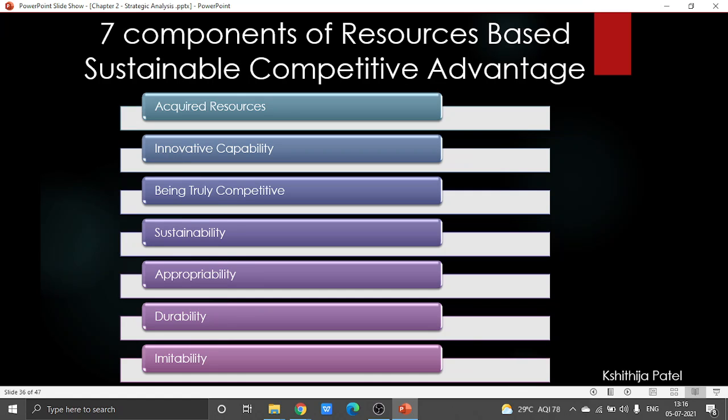One of the ways of seeing this resource or bringing in this competitive advantage is where the organization is actually competitive rather than acting in any kind of unethical way. Then we have sustainability. So what is this sustainability?